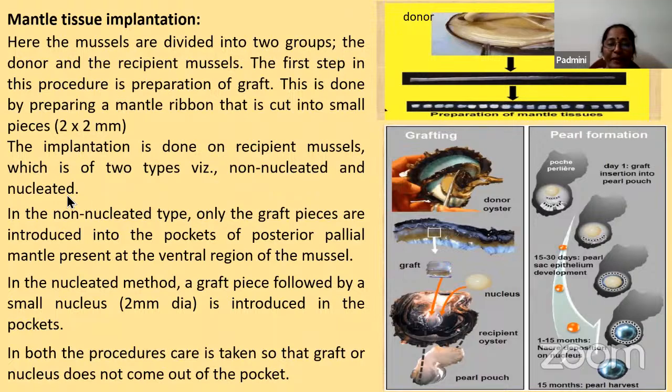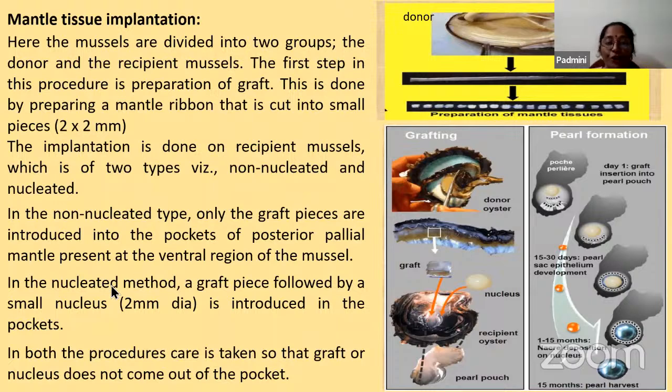non-nucleated and nucleated. So in a non-nucleated type, only the graft pieces are introduced into the pockets of the posterior pallial mantle present at the ventral region of the mussel. And in a nucleated method, a graft piece followed by a small nucleus, 2 mm in diameter, is introduced into the pocket. So what it means to see over here, in a non-nucleated type, you're going to only introduce the small mantle tissue. So that is the non-nucleated type.